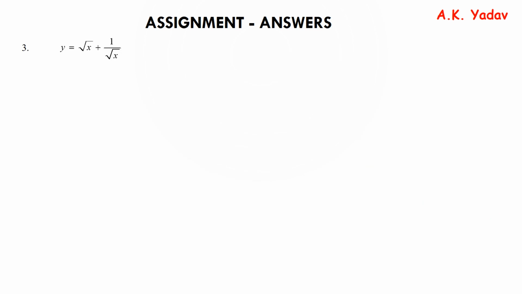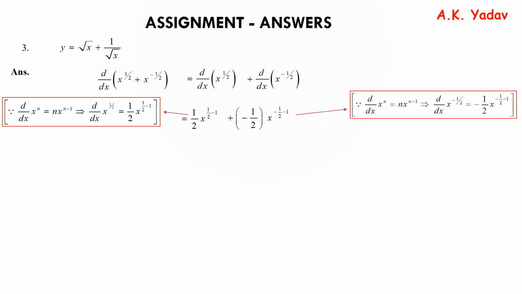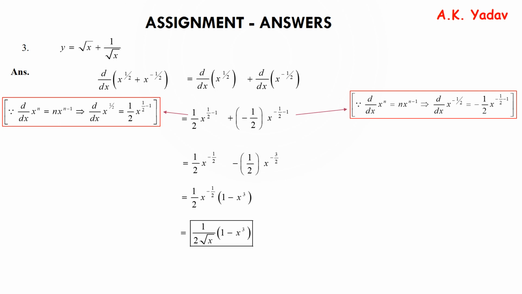The third one, okay, y is equal to under root x plus 1 by under root x. Okay, so it can be written as x to the power of 1 by 2 plus x to the power of minus 1 by 2. We will separate the two terms. Okay, for the first one it is 1 by 2, x to the power of 1 by 2 minus 1. For the second one it is minus of 1 by 2, x to the power of minus 1 by 2 minus 1. We use the third rule of differentiation. Then we will solve them, and this is what we get as our result.